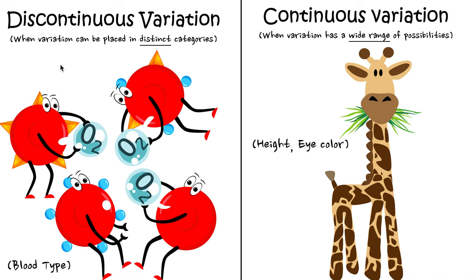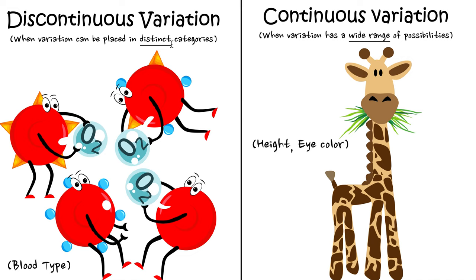Now there's another one called discontinuous variation, and it's the exact opposite. So instead of having a wide range of possibilities, there are distinct categories. For example, your blood type. You can either be A, B, AB, or O. No other possibilities. There's no intermediates. So these are examples of discontinuous variations. They have distinct categories. Blood type's an example.